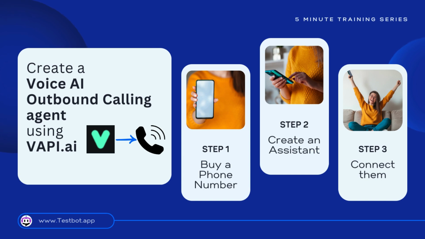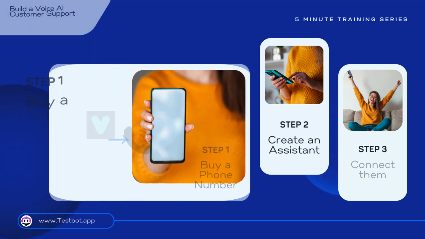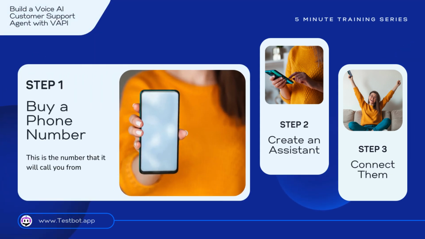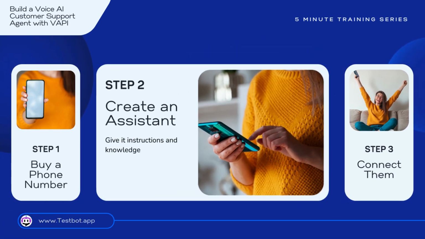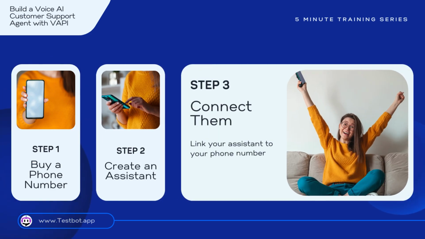We're going to create a voice AI outbound calling agent using VAPI.ai. An outbound calling agent is one where the voice AI calls your phone or your client's phone, as opposed to an inbound call where you're calling it. It's a fairly simple process to set up. We buy a phone number, or if you already have one, you can use that. We're going to create an assistant and give it prompt instructions to explain to it how to work and what information it needs to share or collect, and connect the assistant to the phone number, and you're good to go.